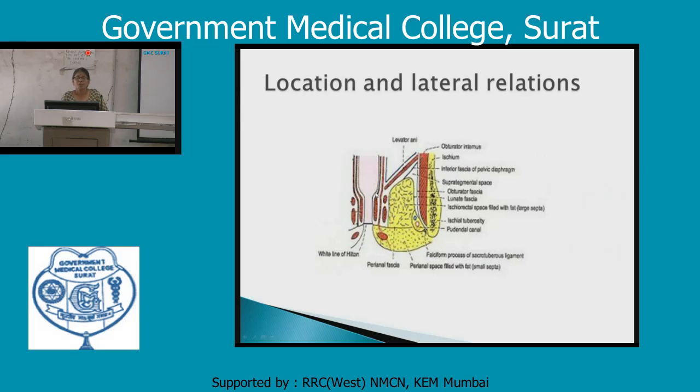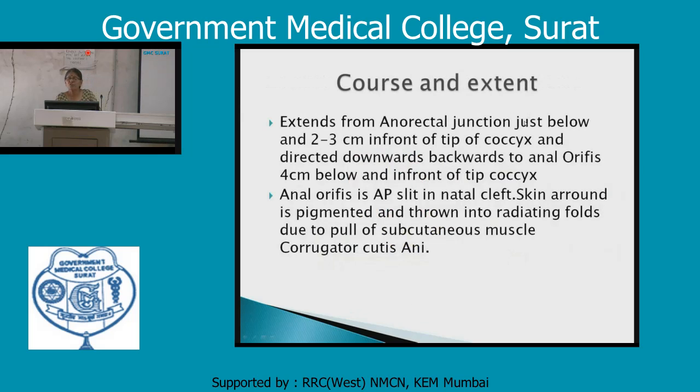It extends from the anorectal junction, just below and 2 to 3 centimeters from the tip of the coccyx, and it is directed downward and backward. You know, the anorectal ring pulls it forward, and there is formation of an angle, and below this the anal canal is directed downward and backward to the anal orifice and reaches 4 centimeters below and in front of the tip of the coccyx. Here there is the anal aperture.